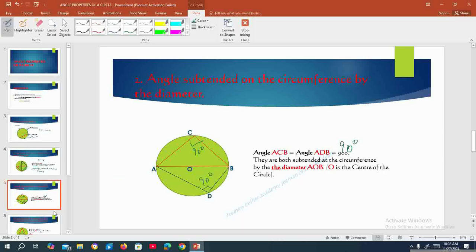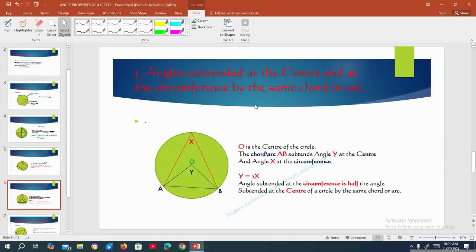The next property: angle subtended at the center and at the circumference of a circle by the same chord or the same arc. So here our chord is AB, and also the arc is AB.